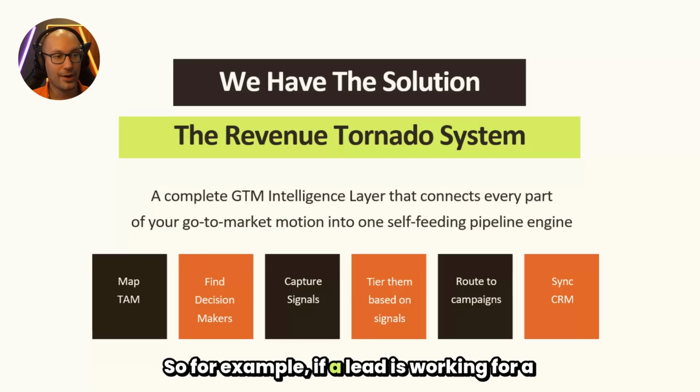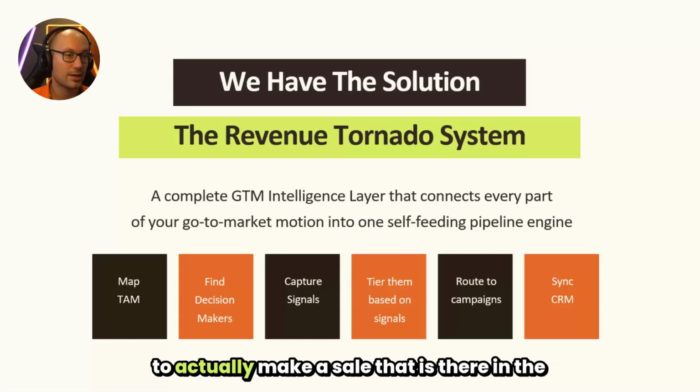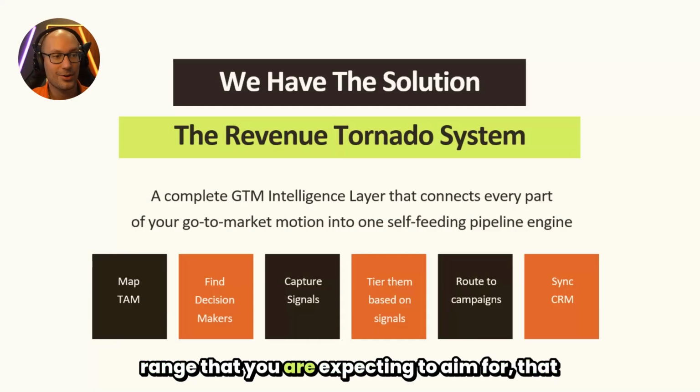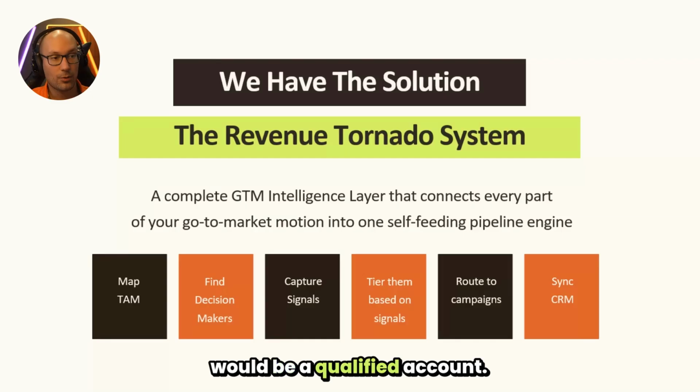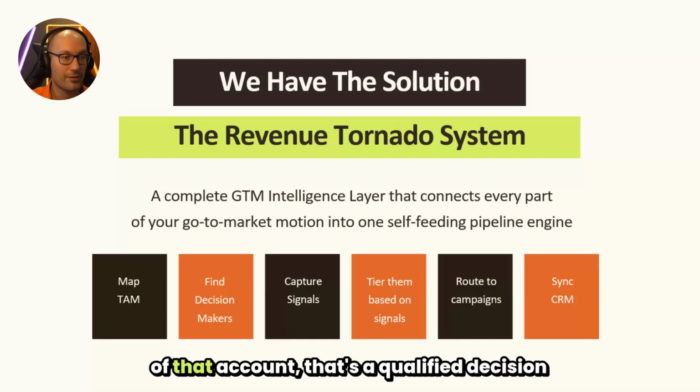So, for example, if a lead is working for a company that has the tech stack that you need to actually make a sale, that is there in the region that you want to pursue, has the revenue range that you are expecting to aim for, that would be a qualified account. And if you find a decision maker like the CMO of that account, that's a qualified decision maker.